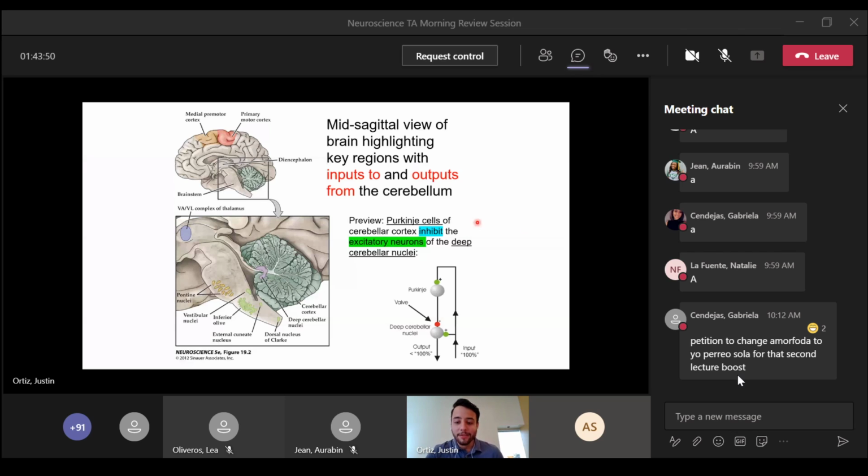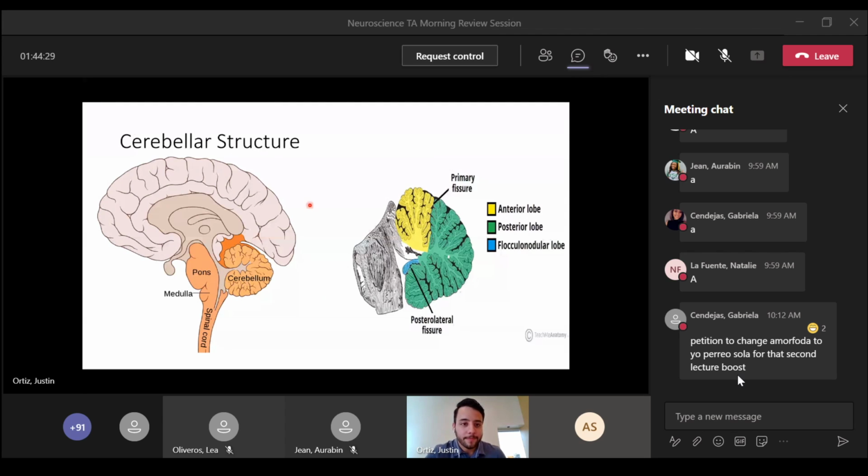So you'll see, here's a little preview. Obviously, it's not going to make too much sense now, but it will at the end. Purkinje cells of the cerebellar cortex inhibit the excitatory neurons of the deep cerebellar nuclei. It obviously sounds a little foreign right now, but it'll make a lot more sense when we get into the lecture. So we have our cerebellum under our occipital lobe, and it has a cerebellar cortex, which surrounds the cerebellum, and that contains some of the cells like the Purkinje cells. Right, so that's just a little overview, but it'll make a lot more sense when we go through the lecture.